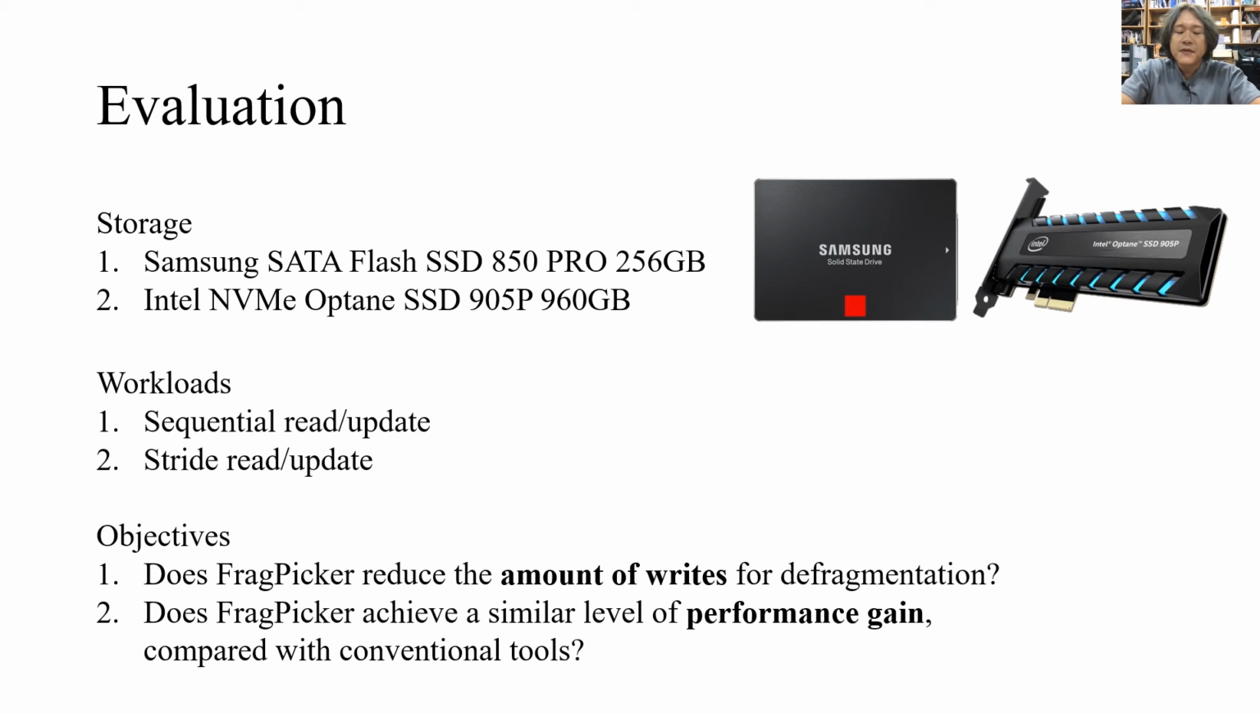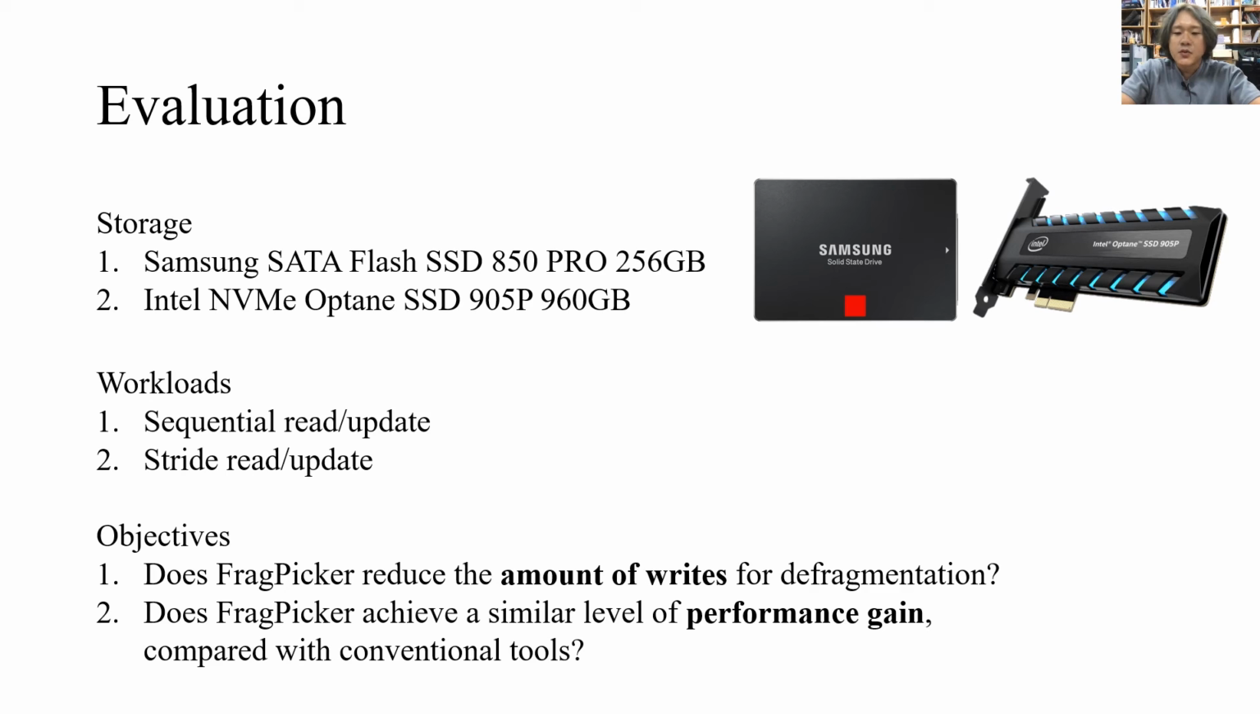To evaluate FragPicker, we use two different kinds of SSDs, one for flash and one for Optane. First, we generate fragmented files, execute various workloads using the files, and measure the I/O performance. Afterwards, we perform defragmentation, calculate the amount of writes during defragmentation, and measure the I/O performance again. We utilize 4 different kinds of workloads: sequential read and update, and stride read and update.